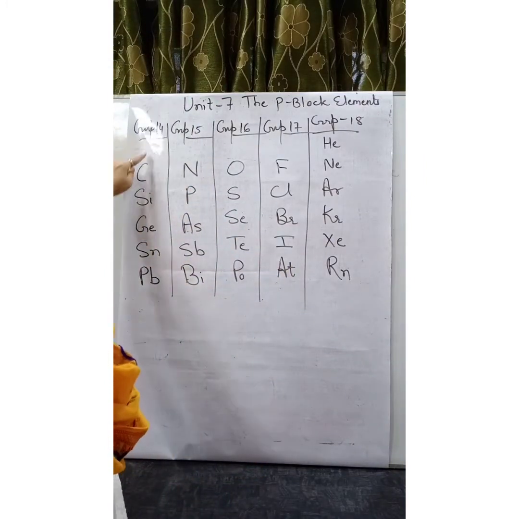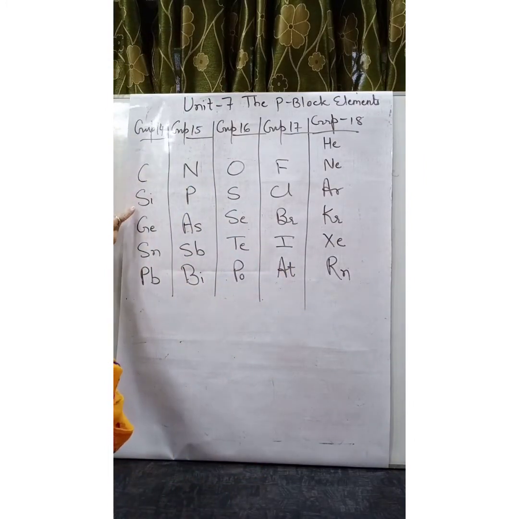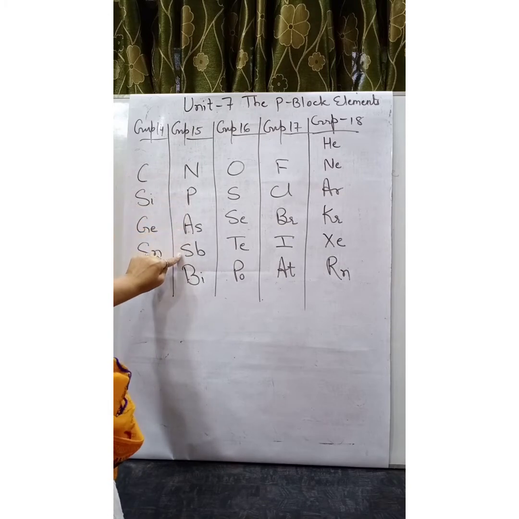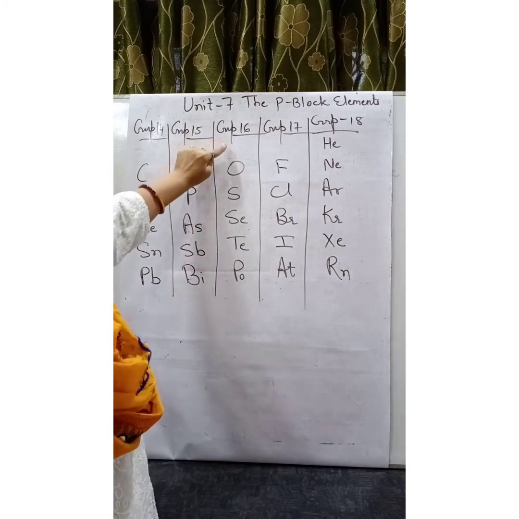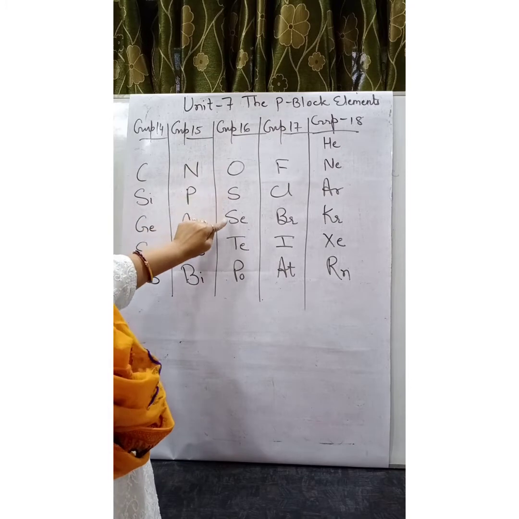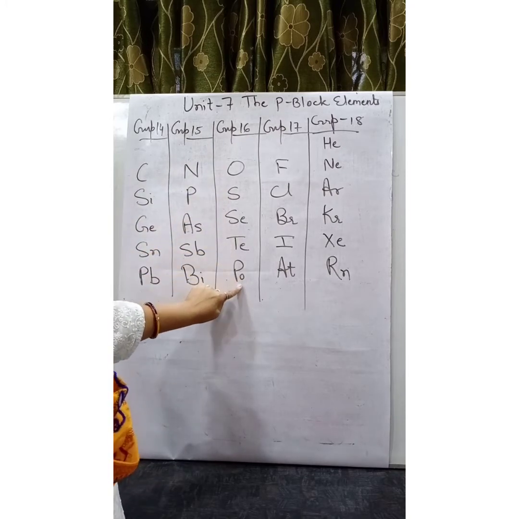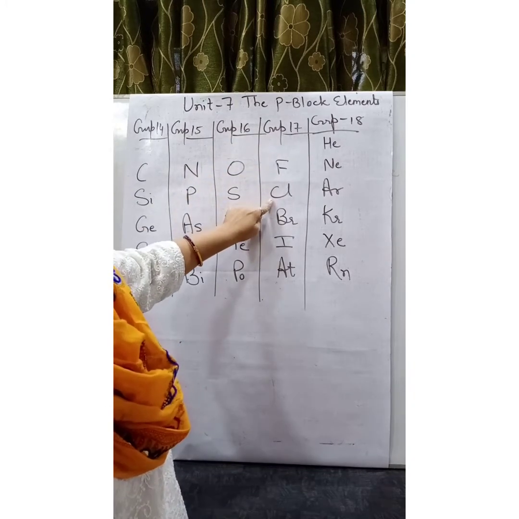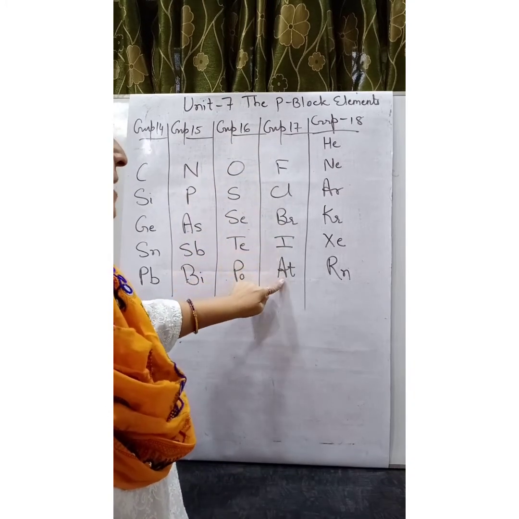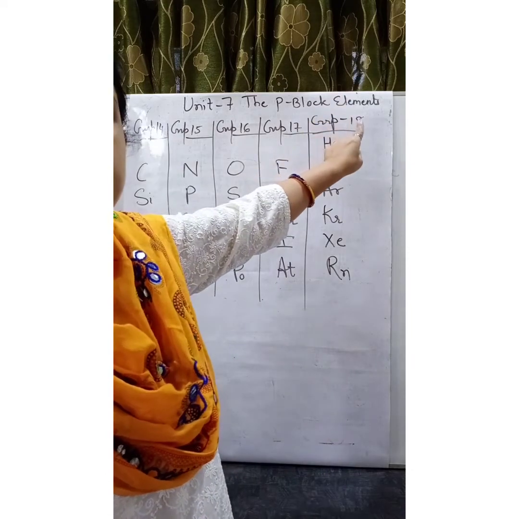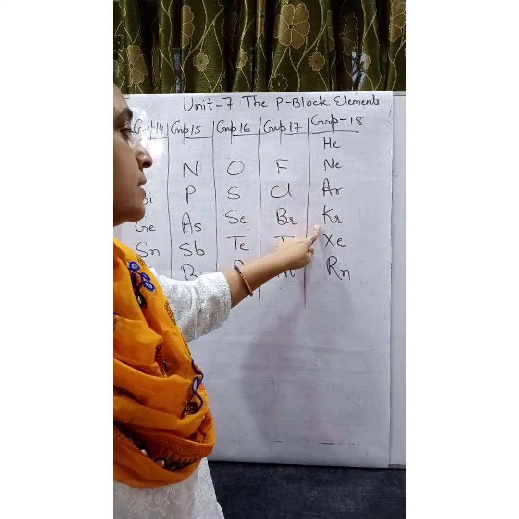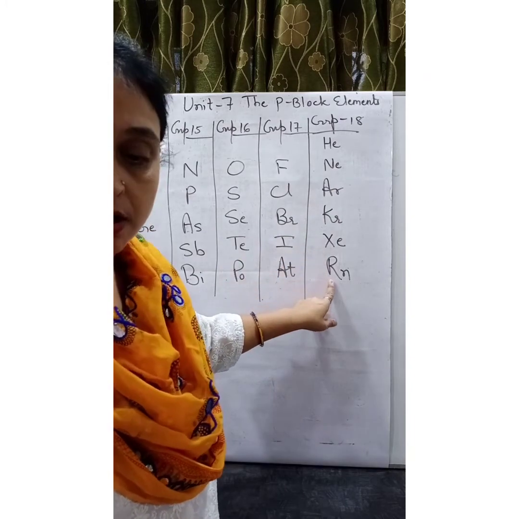Group number 14 includes carbon, silicon, germanium, tin and lead. Group 15 is nitrogen, phosphorus, arsenic, antimony, bismuth. Group 16 is oxygen, sulfur, selenium, tellurium and polonium. Group number 17 is fluorine, chlorine, bromine, iodine, astatine. And group number 18 includes helium, neon, argon, krypton, xenon and radon.